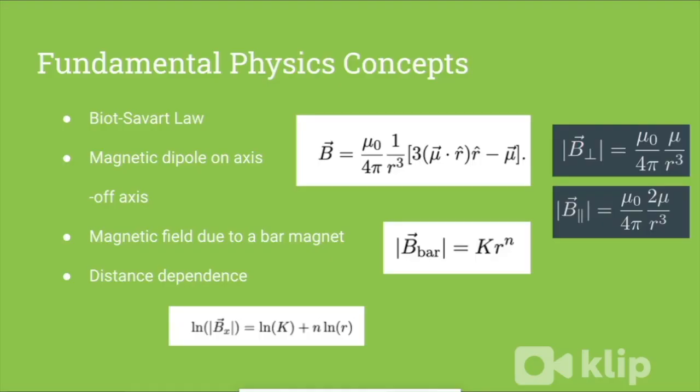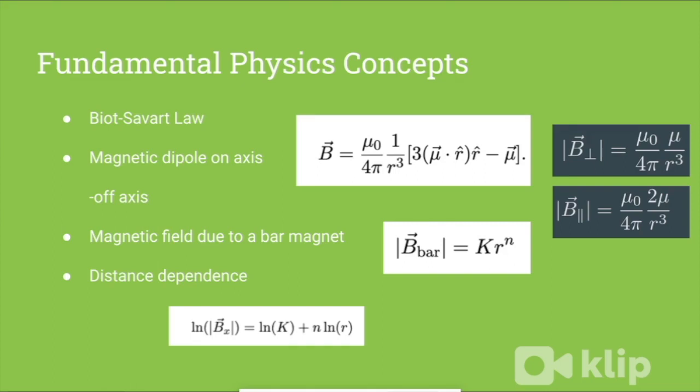Now, before we cover all of that, we're going to go over some fundamental physics concepts that we will employ in this lab. So first, the concept of magnetic field, which is produced by an electric current. Next, the Biot-Savart law, which calculates the magnetic field of an object observed at some distance r and with some magnetic dipole moment mu. The distance dependence, seen at the bottom, the magnitude of the magnetic field due to a bar magnet, where K is a combination of magnetic constants. This equation is used to solve for the magnetic dipole moments. And finally, the magnetic dipole on and off axis.